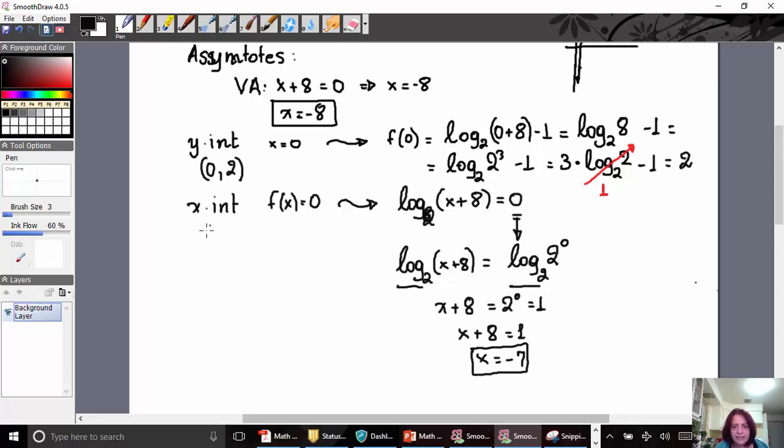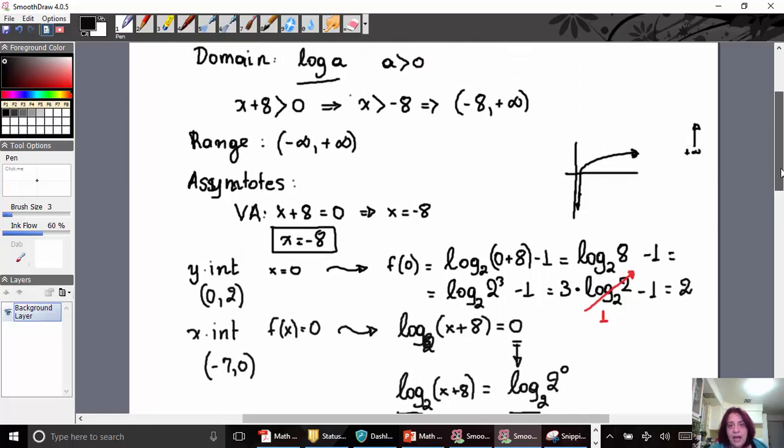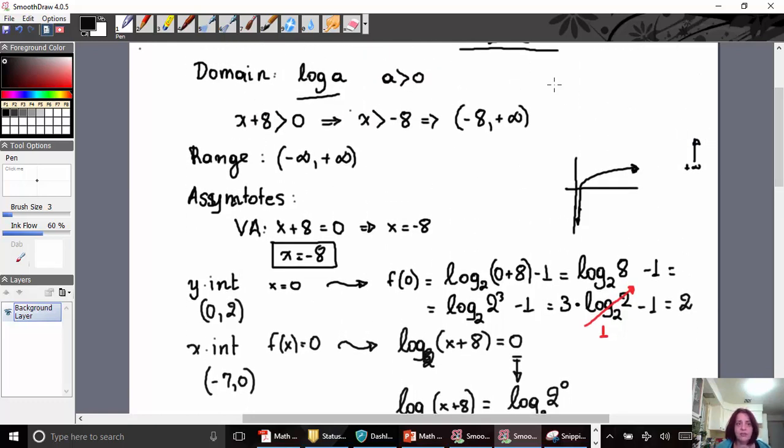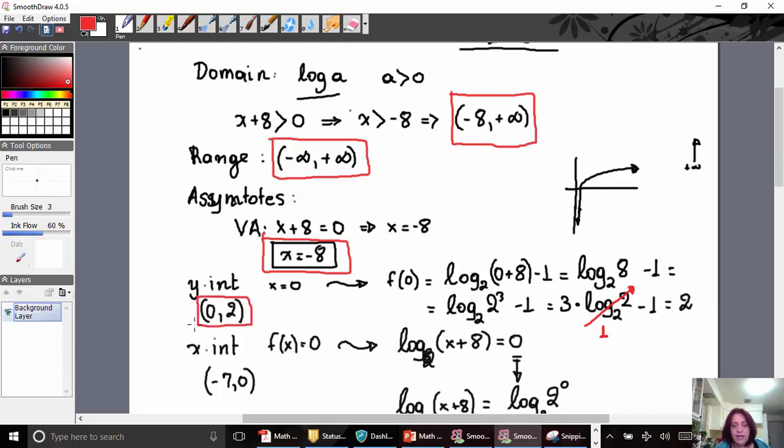So this means that the x-intercept now is negative 7, 0. And now I am ready to continue and graph my function. I have the domain, which in this case is equal to negative 8 to plus infinity. I have the range. I have the vertical asymptote. And I also have the y-intercept and the x-intercept. 2 points for the logarithm.